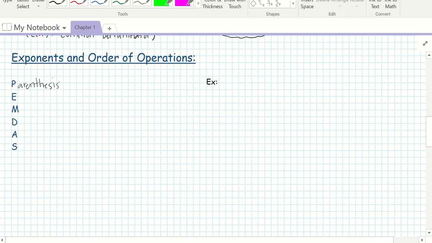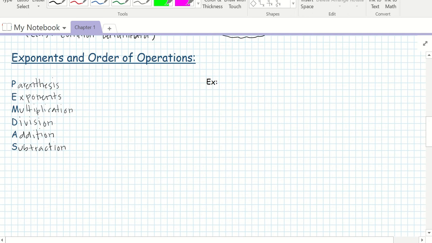So we have parentheses with numbers being added or subtracted inside. That's the first thing that we want to simplify. E is for exponents. When we have exponents, we do the exponents after the parentheses. Then we have multiplication. Then division. A is for addition. And of course, S is for subtraction.